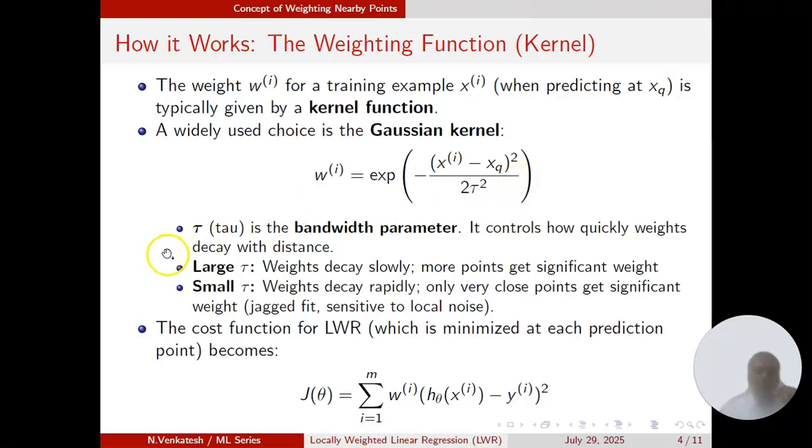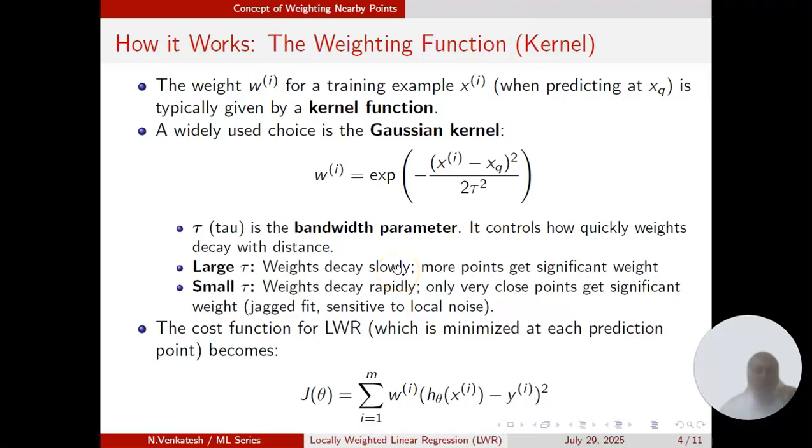So tau is one of the parameters, which will decide how the weights should decay. For a larger tau, the weights decay slowly, so more points get a significant weight, and for a small tau the weight decays rapidly. That means only closer points will be considered and the remaining points will get a zero weight.